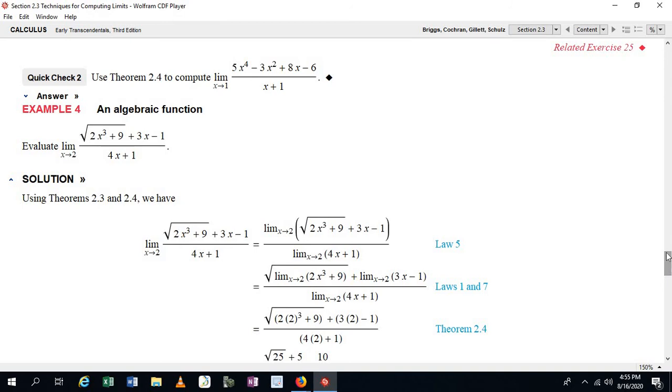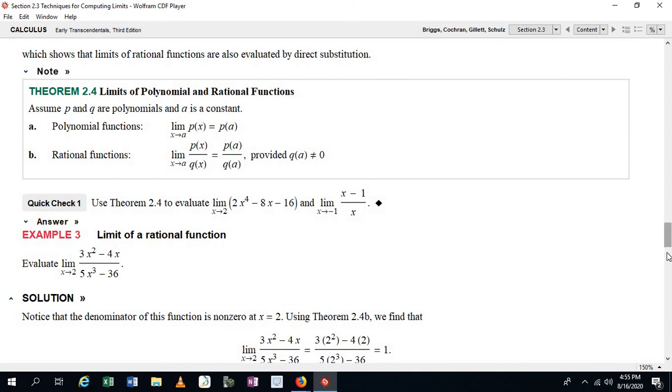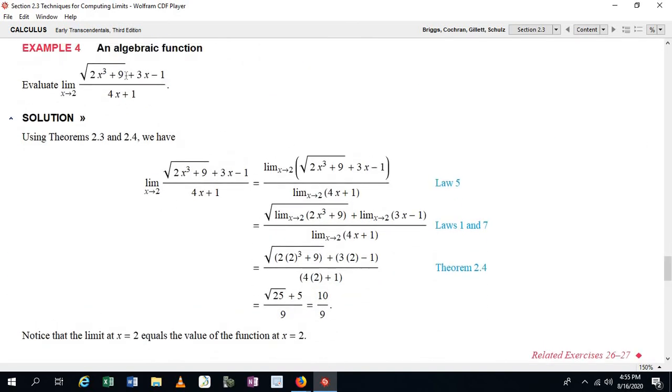Okay, so that leads us to the question: how do we evaluate limits when we don't have a polynomial or a rational function? In general, we're going to call this an algebraic function, right? What happens when we're trying to find the limit of an algebraic function? Well, we can't appeal to theorem 2.4 in those cases. Let's say you're trying to find the limit of this function right here. This is not a rational function, because this top piece is not a polynomial, and that's because of this square root.